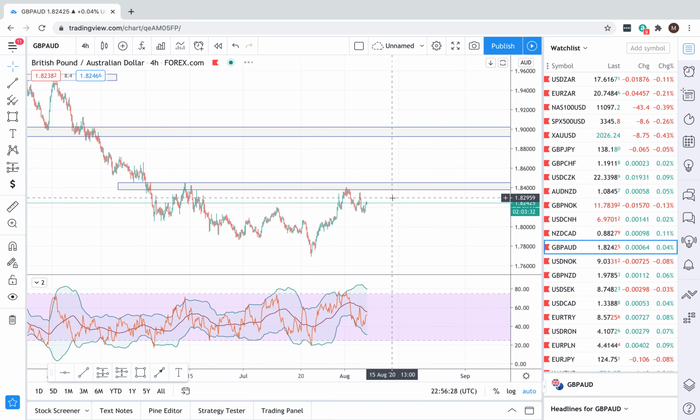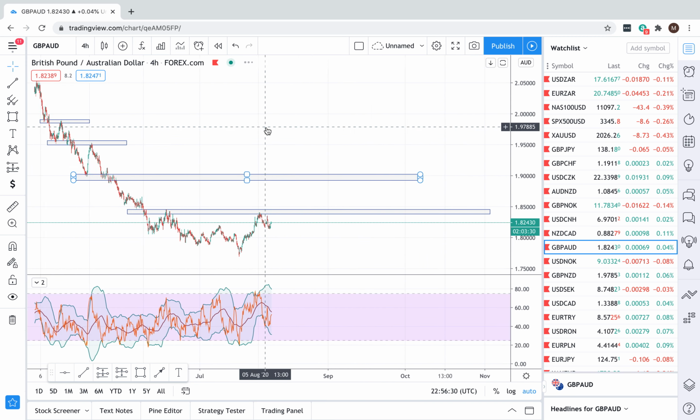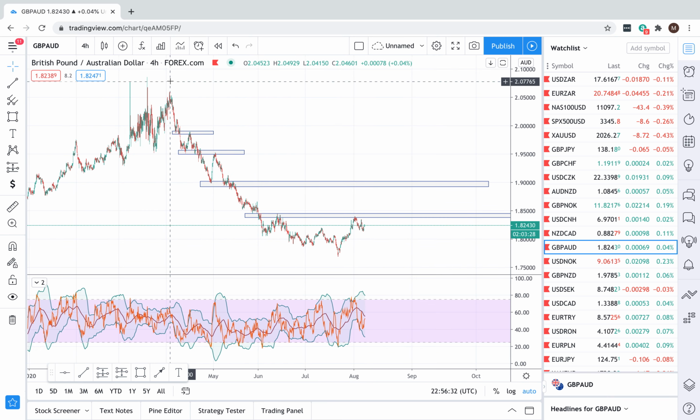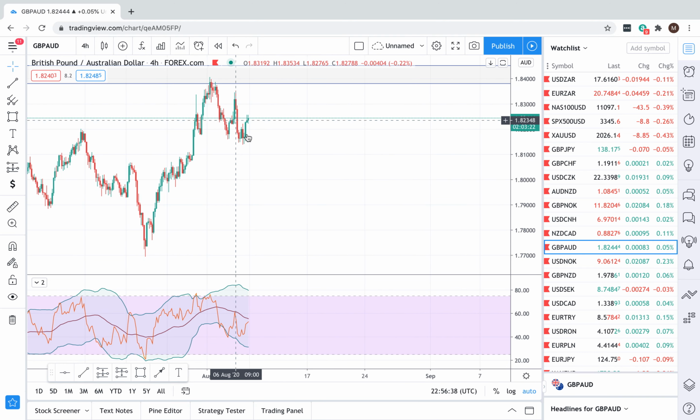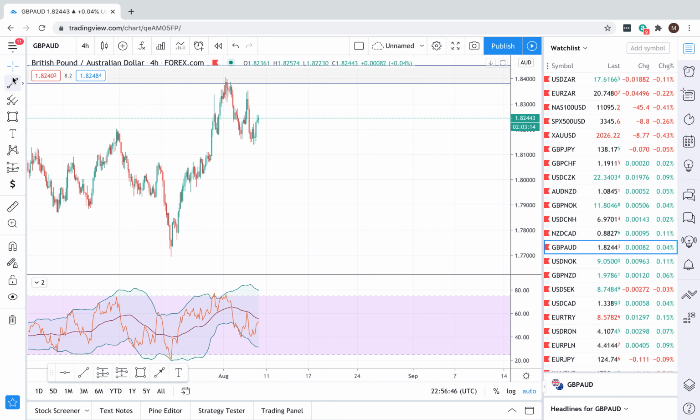GBP AUD, price is overall on a steady downtrend. Retested the zone, got rejected. If you entered this setup, good. If you did not enter the setup, we could have another retest at this zone, but it's very unlikely because currently we have a downward market structure.